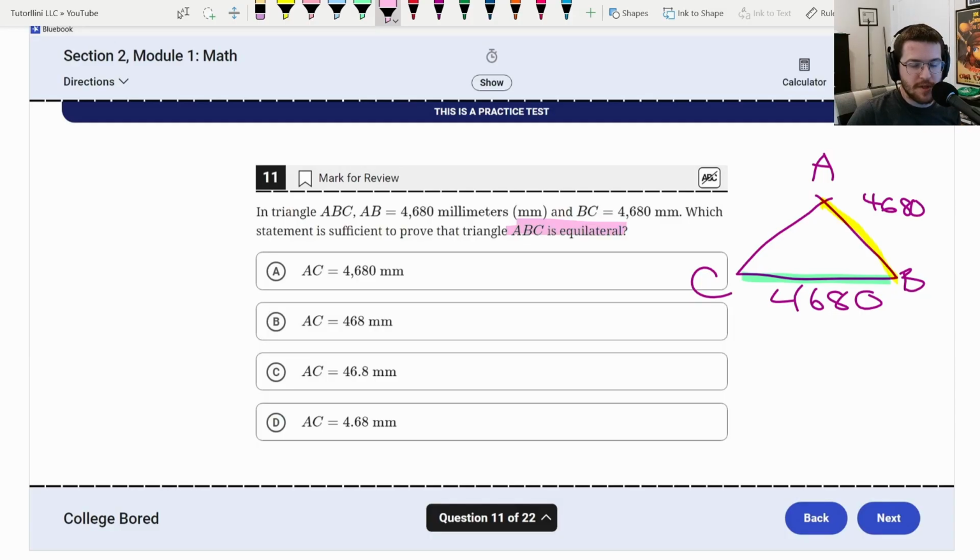So the two things you need to know about equilateral triangles: all the sides are the same, and each of the three angles are 60 degrees. So I don't see anything about angle measurements in the question. So they must want us to know that this side, AC, must also be the same length. And that is answer choice A.